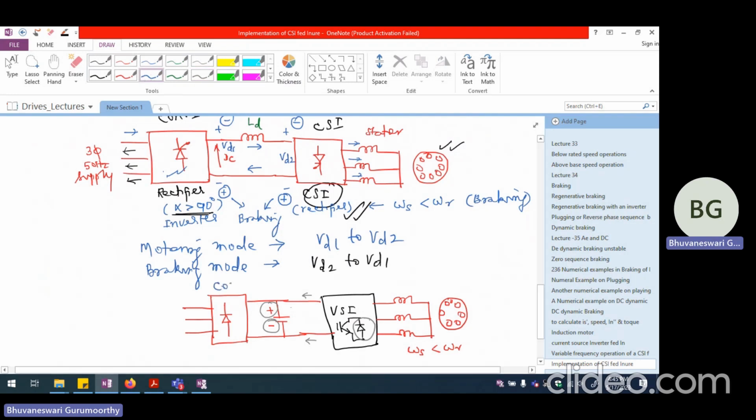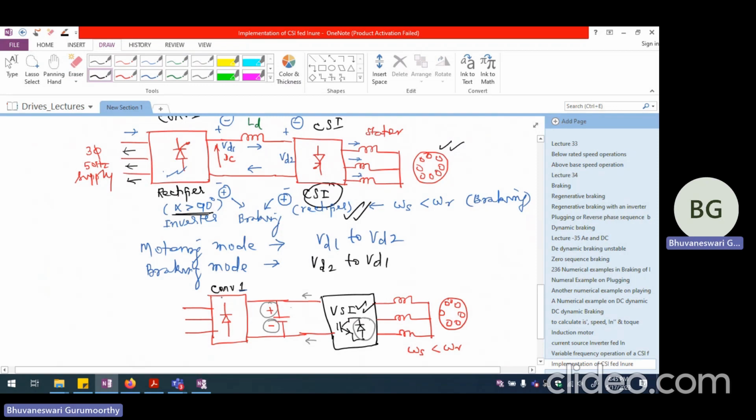If I call this as converter 1, which is the front end converter, the front end converter has to be replaced by, again, a fully controlled converter, somewhat like this. So the front end converter or converter 1, what we are talking about, this converter 1 will prevent the voltage reversal as well as current reversal.